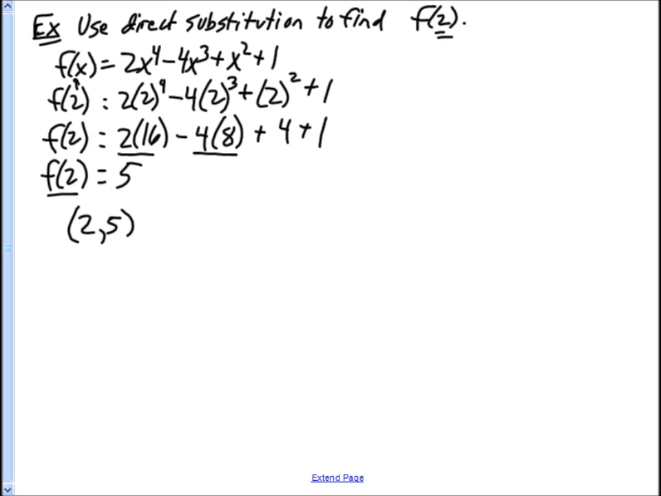And here they were asking find the value of f of 2. So the value is f of 2 equals 5. And I want you to remember on that graph, if you were graphing that, you'd have the point 2, comma 5. So that's a little bit about direct substitution with some polynomials, just to kind of remind you how that works.